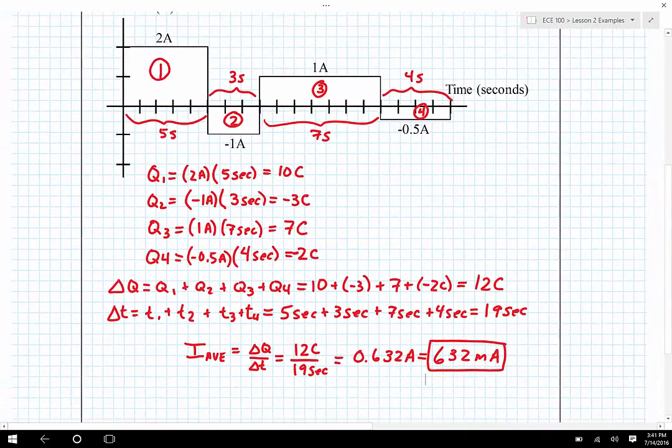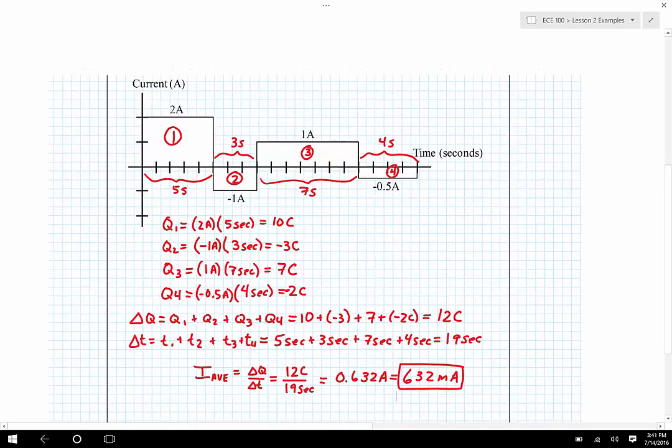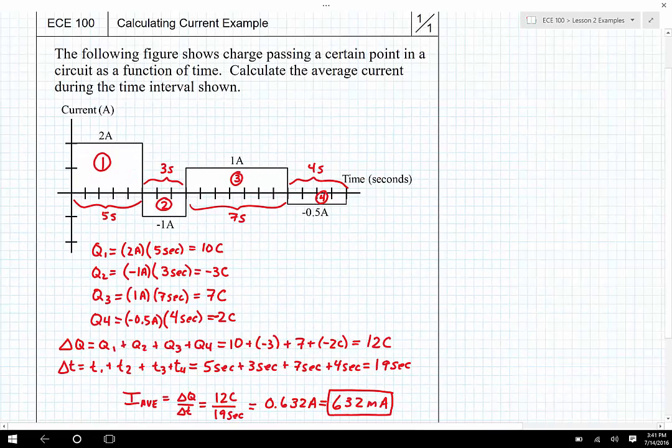So by taking each of the four regions one at a time, we were able to calculate the amount of charge that flowed during that time. We were able to find the length of the time, and then ultimately we were able to calculate the average current.